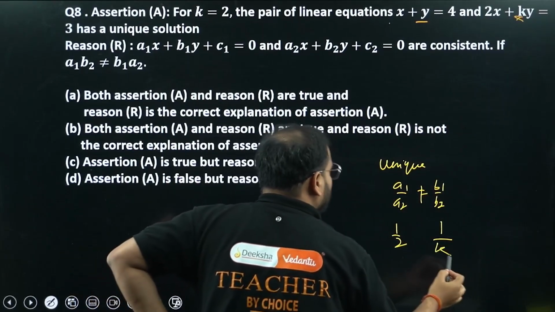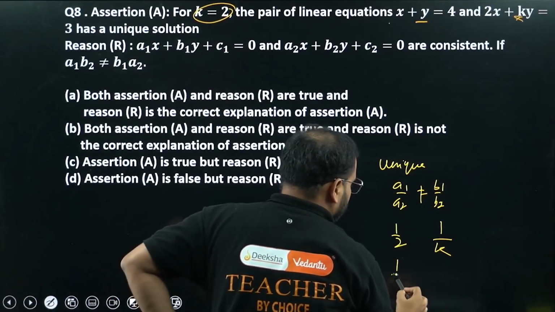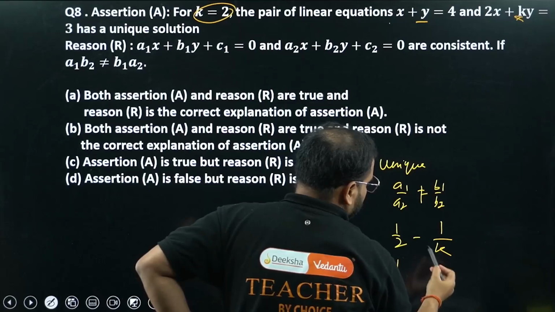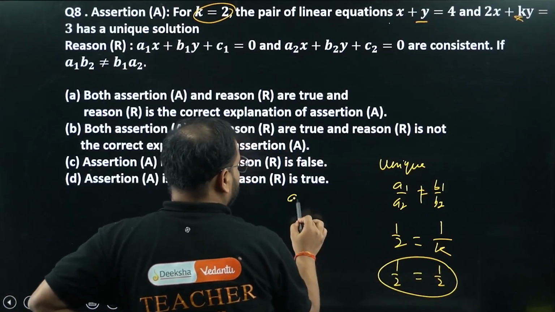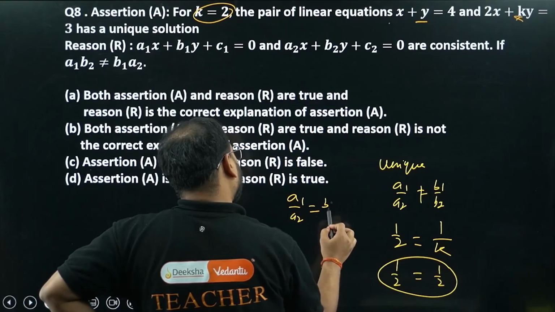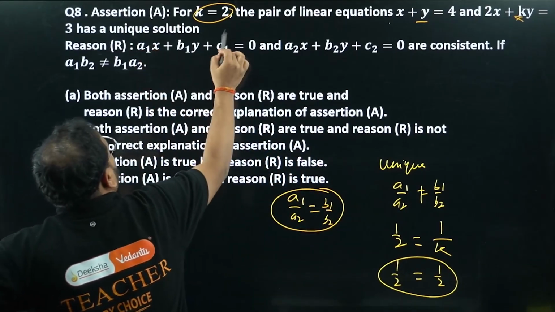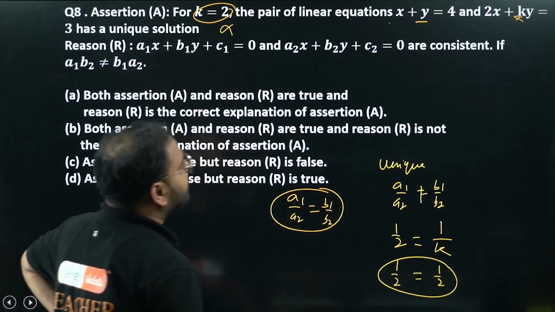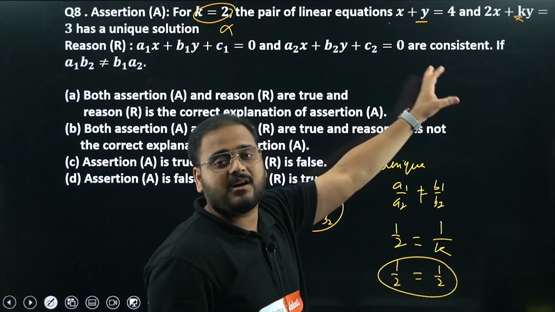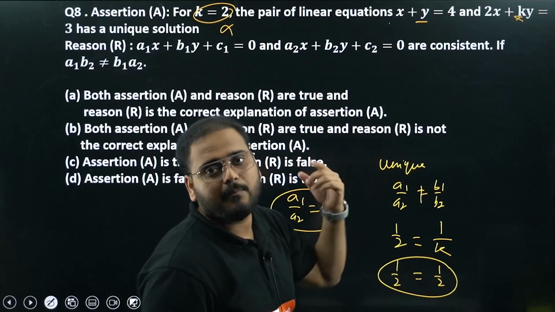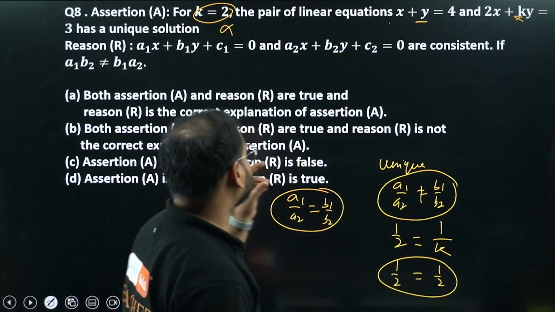And what is the k value given? The k value is given as 2. So I can write it as 1 by 2 over here, which is equal to 1 by 2. It means a1 by a2 is equal to b1 by b2, so not a unique solution. The assertion is incorrect. For a unique solution they should not be equal. They're saying that when k equals 2, the pair of linear equations will have a unique solution, but it is not coming like that. Hence the assertion is incorrect.